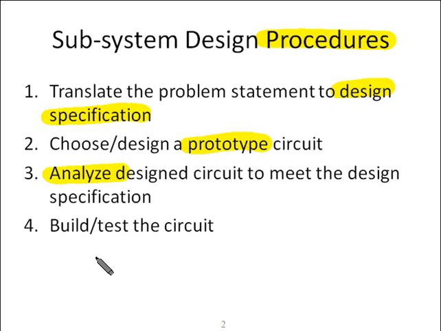And step number 3 is to analyze the design circuit to see if it meets the design specifications theoretically. And the last step is to build and test the circuit. In some cases, our first design may not be successful. We might need to go over steps 2 to 4 to adjust our design.